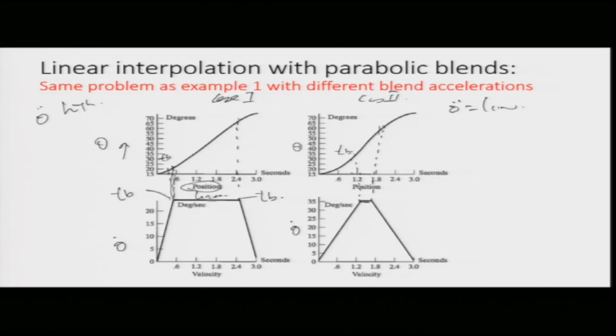We call it a linear function with parabolic blends, which a real system can follow. Depending on the motors you are using, we can choose a low acceleration motor or a high acceleration motor, and based on that we can plot our position, velocity and acceleration and see whether it is satisfactory. This is essentially to show that in a real system we can follow a linear interpolation with parabolic blends.